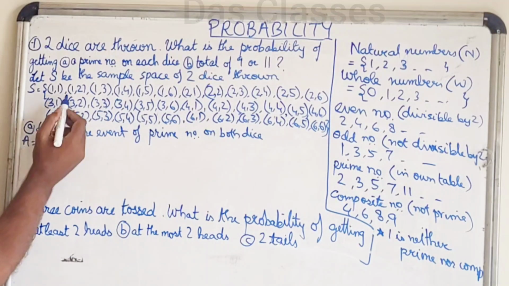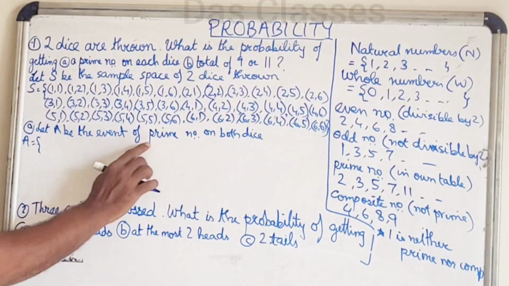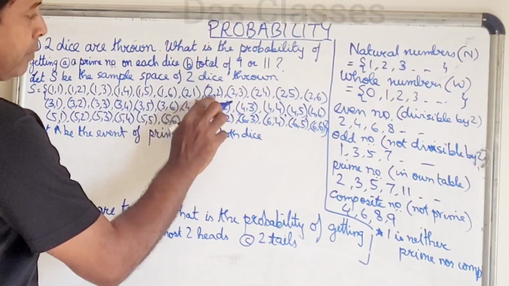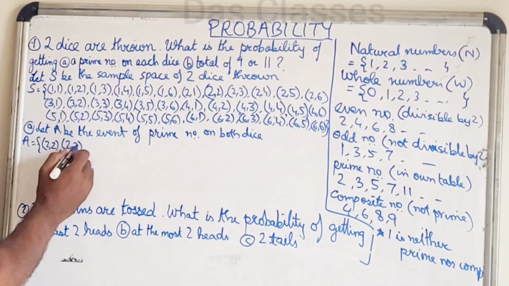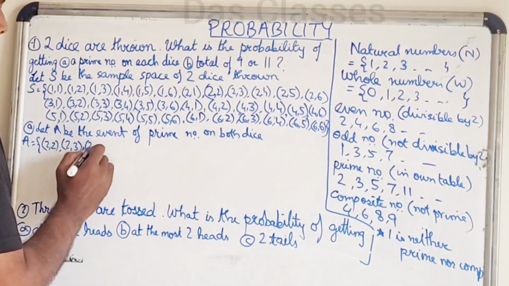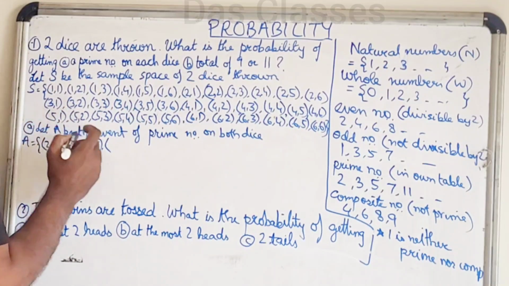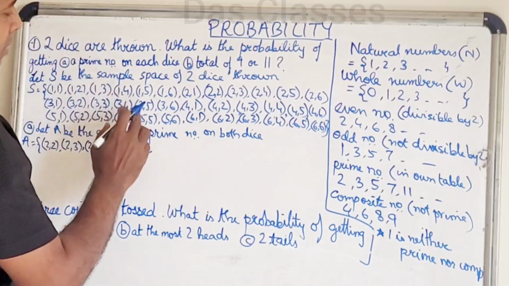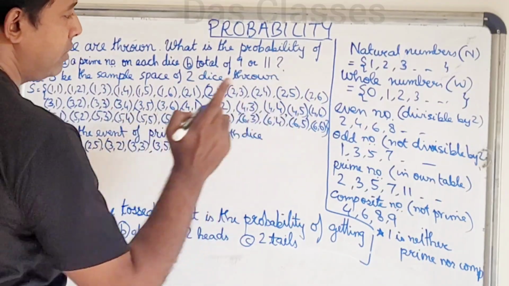Now check out which are the possibilities. Prime numbers on both. You see, 1 is neither a prime number, so we can't take any of these, because A is the event of a prime number on both dice. So we can't take these ones. We can start from here. 2 1, no. So the first one would be 2 2 or 2 3. Both are prime numbers. 2 4, no, because 4 is not a prime number. 2 5, 2 6, no. 3 1, no. 3 2, 3 3, both are prime numbers. 3 4, no. 3 5, yes. 3 6, no. 4 is not a prime number, so none of these.